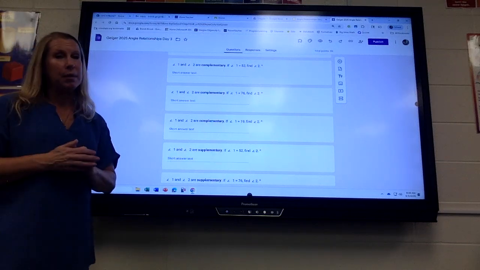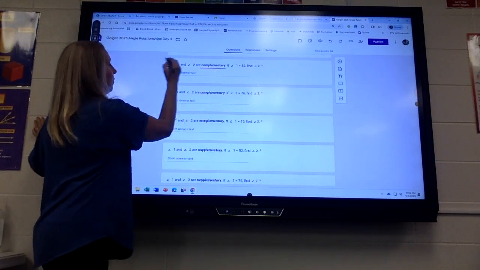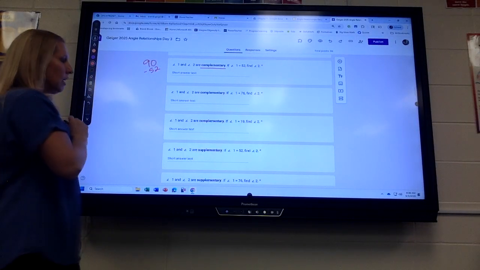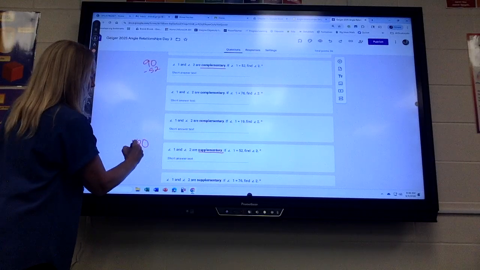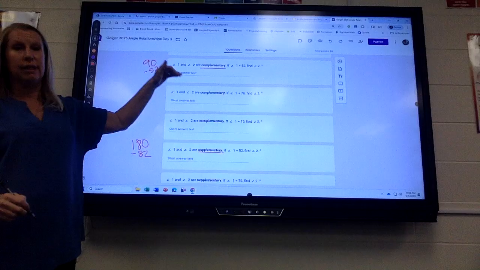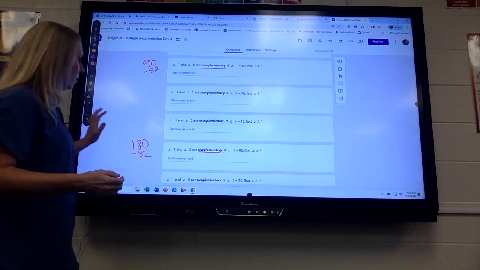Remember, complementary angles equal 90. So if it says complementary, you'll subtract from 90. If it says supplementary, you'll subtract from 180. So if it's complementary, just do 90 minus the angle. If it's supplementary, do 180 minus the angle.